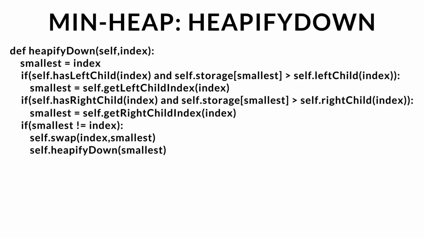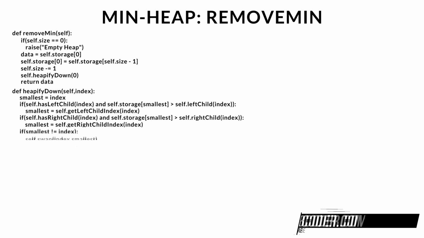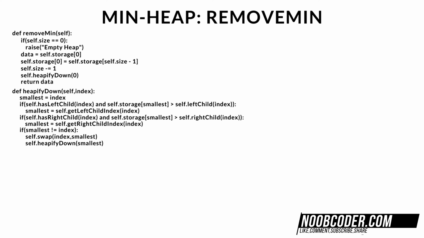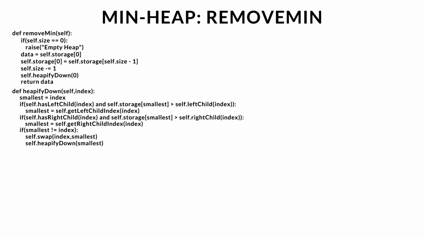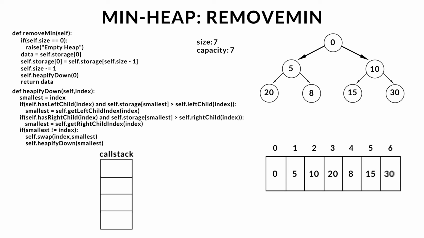Alright, so from here, let's actually give a couple examples of our recursive implementation. So since this is recursive, we'll have a call stack, which will keep track of the main method calls. So given the following heap, let's go ahead and invoke our RemoveMin method. So let's put this on top of the stack. First, we check to see if our heap is empty. It's not, so we go ahead and save the data at our root node. We then go ahead and remove the data at our root node by replacing it with the data from the last node within our heap.